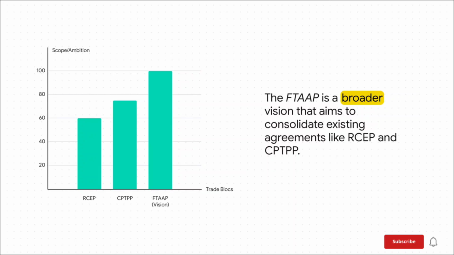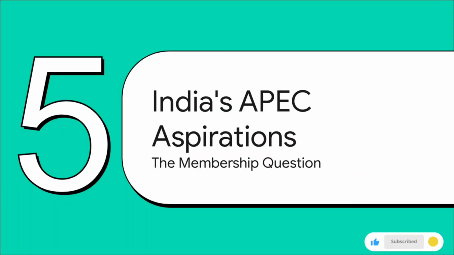This chart does a great job of showing you where the FTAAP fits into the bigger picture. You've got these major trade agreements already in the region, right? Like the RCEP and the CPTPP. Well, the FTAAP is the grand vision that would, ideally, bring all of these different pathways together into one huge integrated trade bloc.